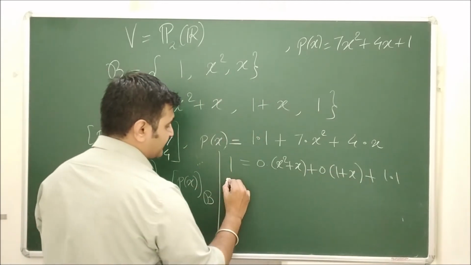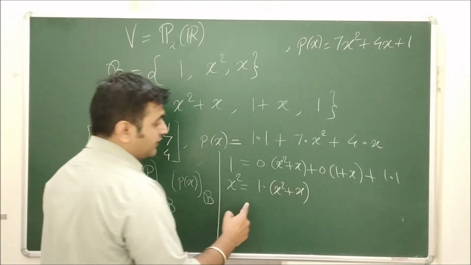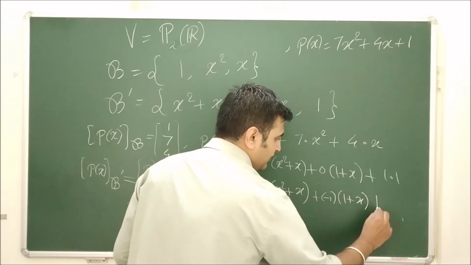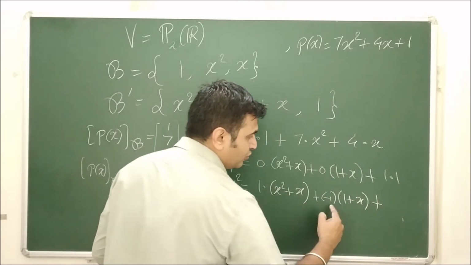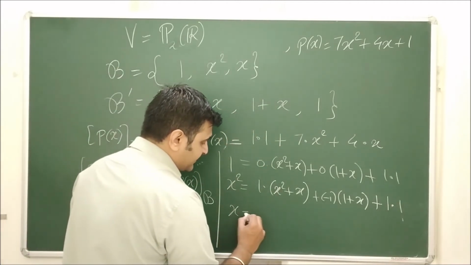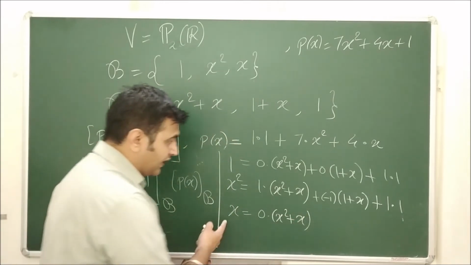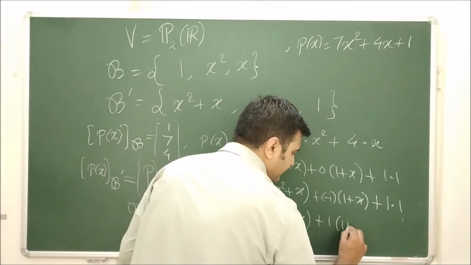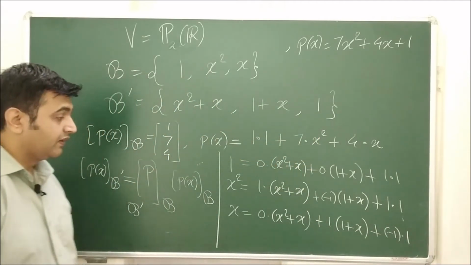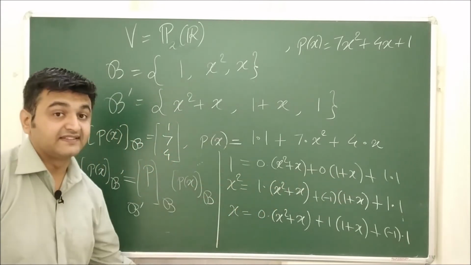Then you take the second one, x square. This is 1 times (x square plus x), then I don't want x, so minus 1 into (1 plus x), so that x and minus x go away, and then 1 times 1. And then comes x. This is 0 times (x square plus x), because I don't want x square in the picture, I want x. So 1 times (1 plus x) plus minus 1 into 1. You can cross check: you multiply inside, you should get the same thing on the left hand side.